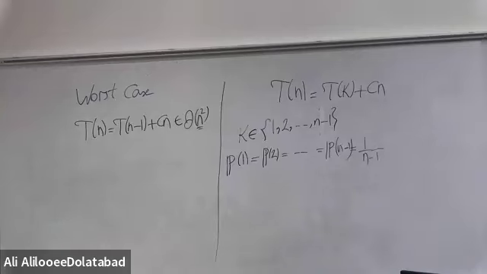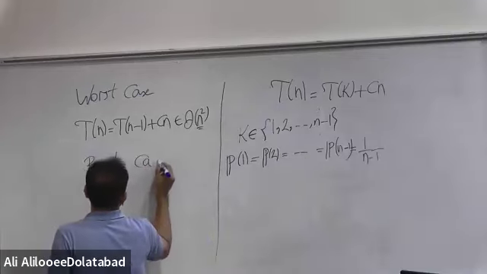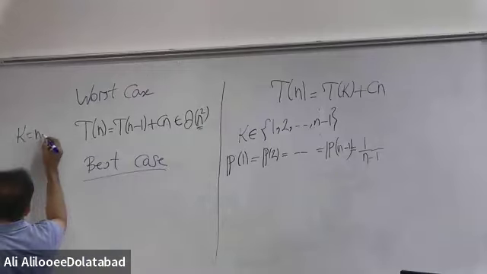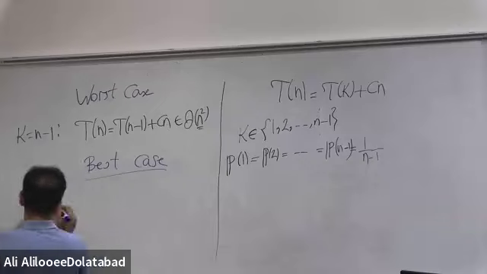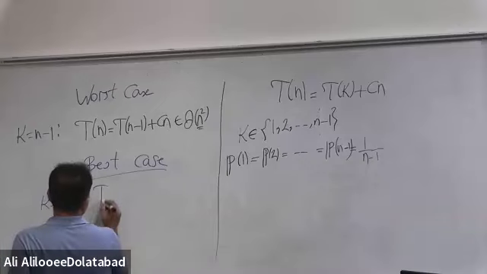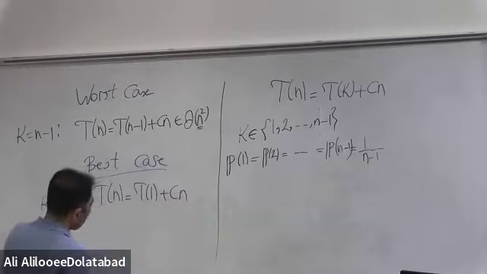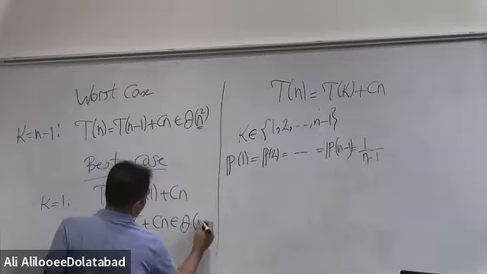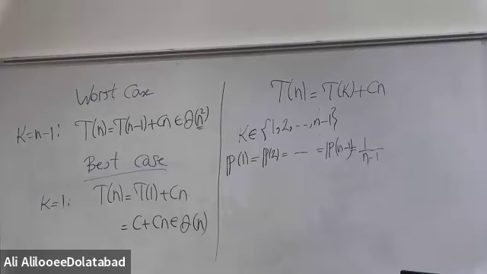So, what about best case? For worst case, you consider K maximum. K was n minus 1. For best case, we will consider K minimum. Minimum value for K is 1. If you plug in K equal 1, then you have Tn equal to T at 1 plus Cn. T at 1 is constant, then it is C plus Cn, and asymptotically this is theta of n. Then best case is n. Worst case here is n squared, best case here is n.